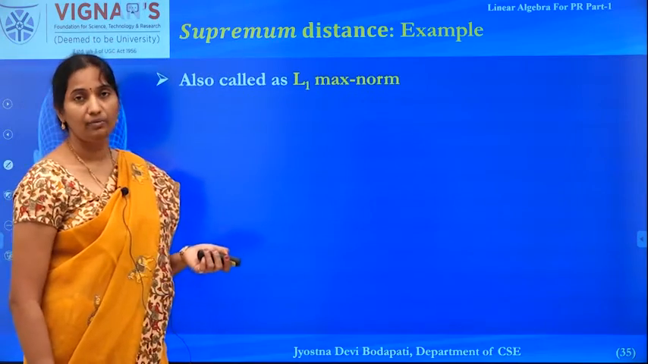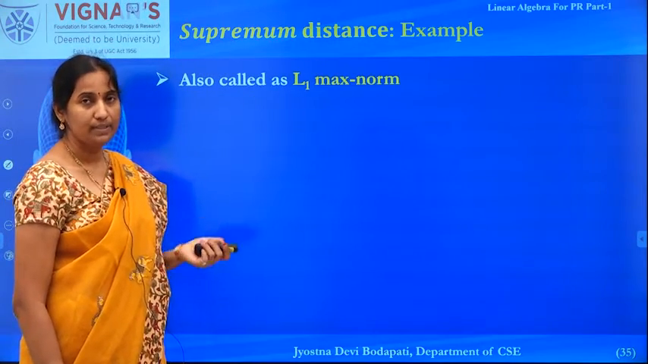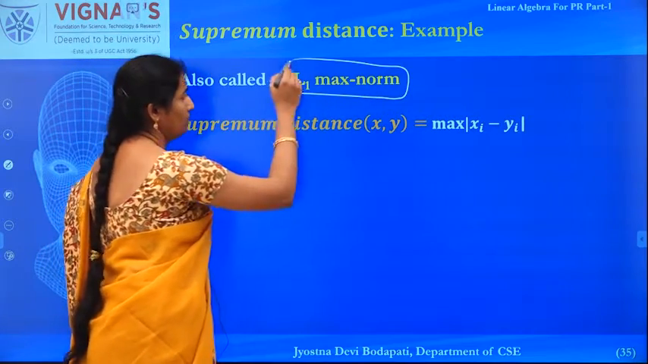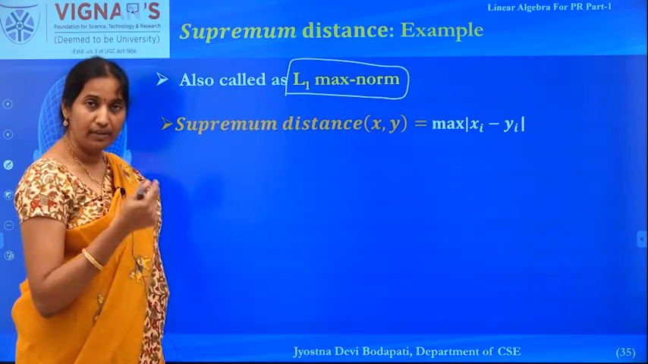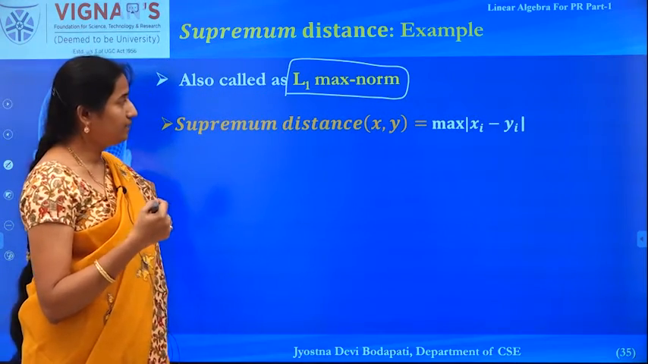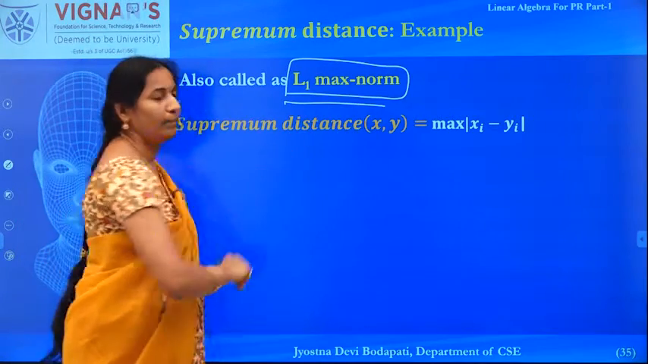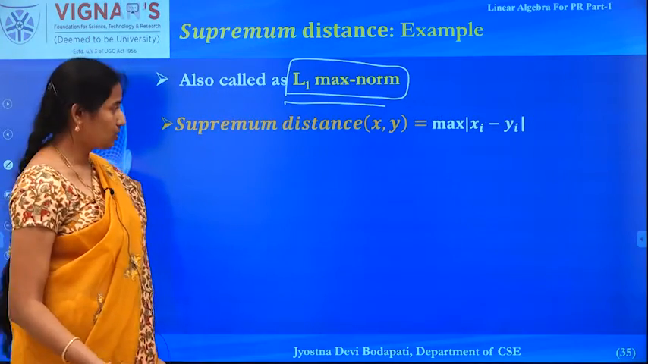Let us see how we compute the supremum distance with an example. This is also called the L1 max norm, because similar to the L1 norm we are identifying it, but the maximum value you are taking. That is why it is called the L1 max distance or the L1 max norm also.